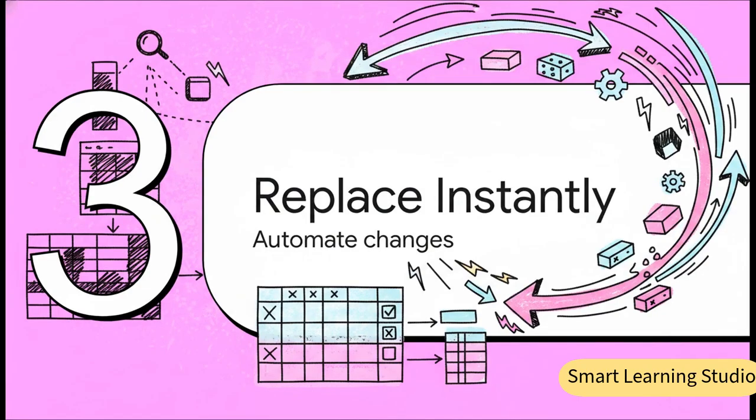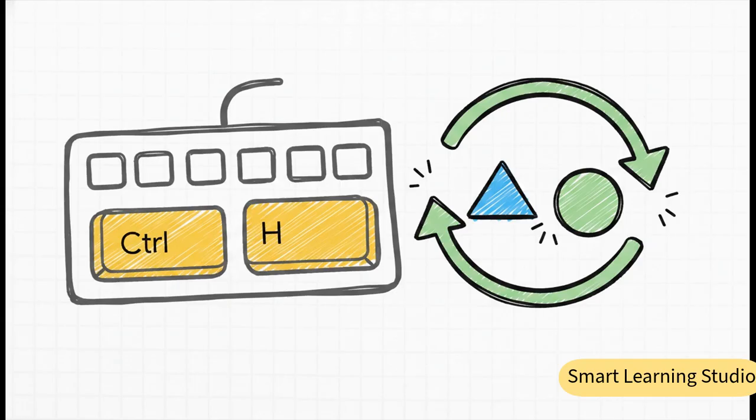Now for Section 3, replace values instantly. Now, what's really interesting here is our second crucial shortcut, Ctrl H. This is the absolute key to automatically swapping out old values for new ones, and you don't even have to manually delete a single cell.